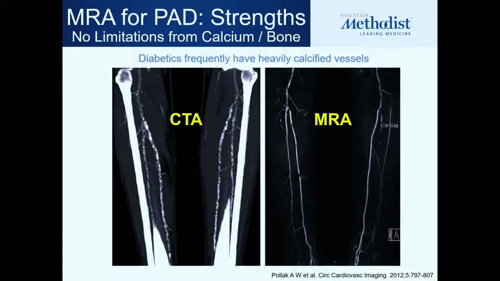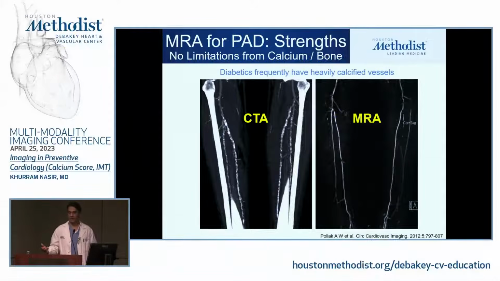Because with MRA, the MRI picture is produced by protons. You stimulate the protons. Calcium is calcium, really does not even contribute to the image. So calcium is not a limitation again for MRI. You can create a beautiful luminogram in very heavily calcified vessels.